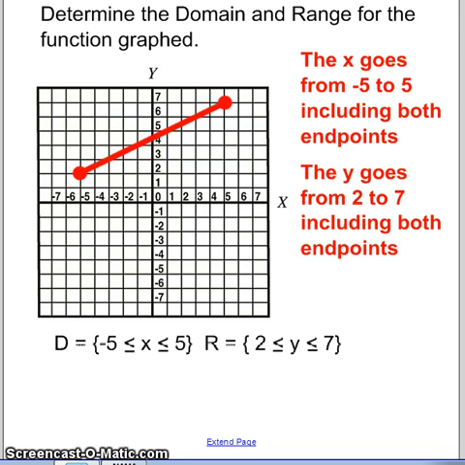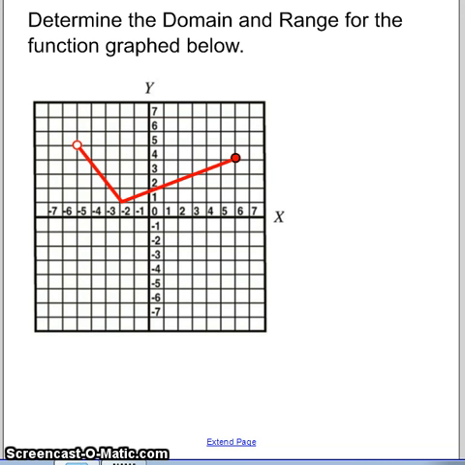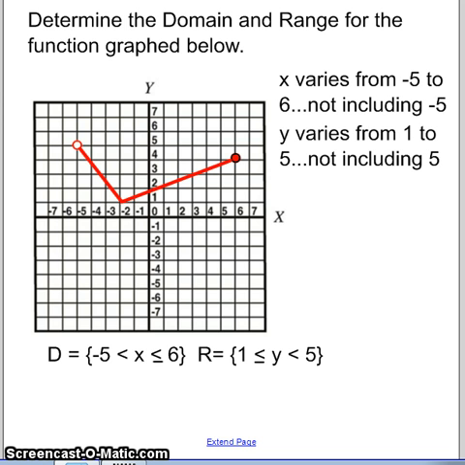We do the same thing with the range. The low end of the range goes as low as 2. The high end of the range goes up to 7. So y is going to be between 2 and 7. Solid dots means I put less than or equal to in. This one I have an open dot and a solid dot. I still do it the same way. The only thing that will change are my symbols.